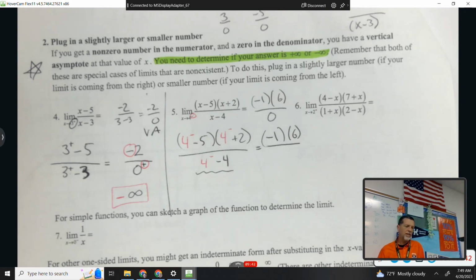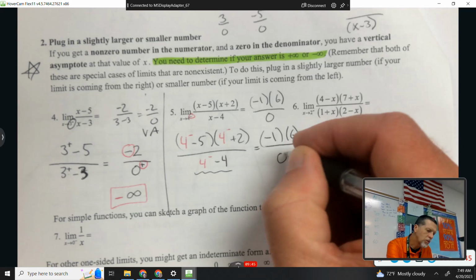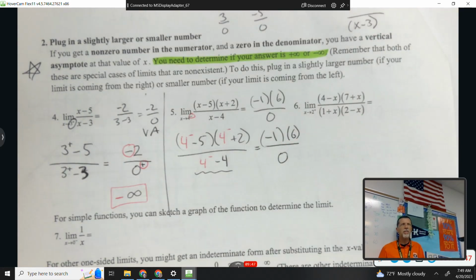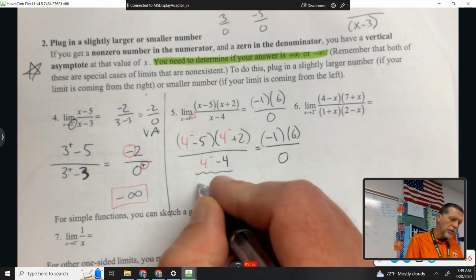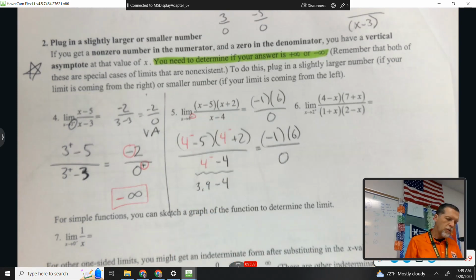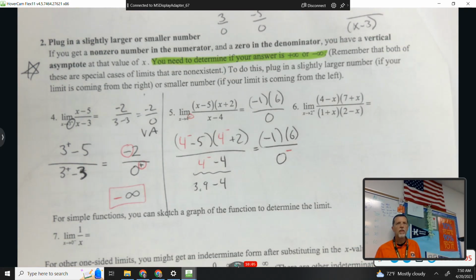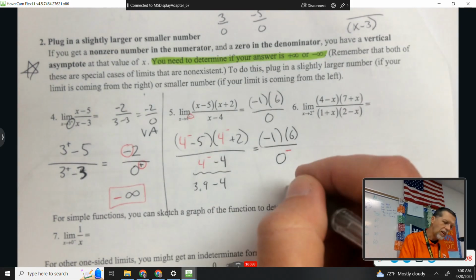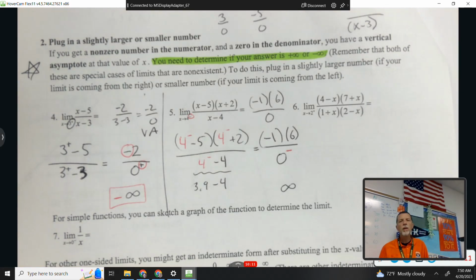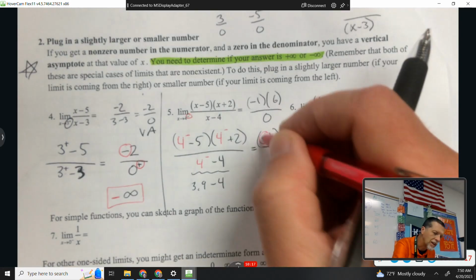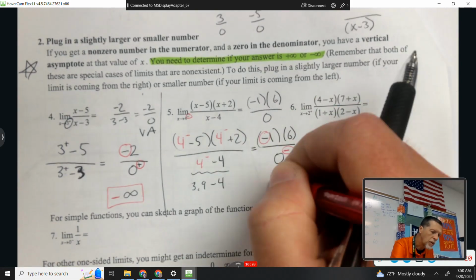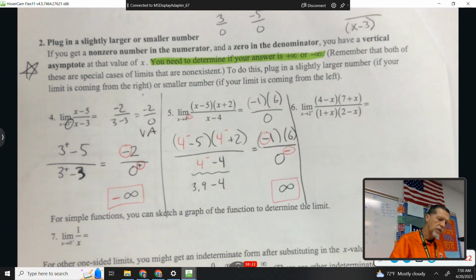A little less than 4 minus 4 is close to 0, but is it less than 0 or more than 0? Less than 0. If you're stuck, pick an actual number that's less than 4. 3.9 minus 4. Oh yeah, that would be negative. So 0 in the bottom means infinity. But what about the sign of this one? Is it positive or negative? Positive, because I got a negative in the top and a negative in the bottom. So positive infinity for number 5.